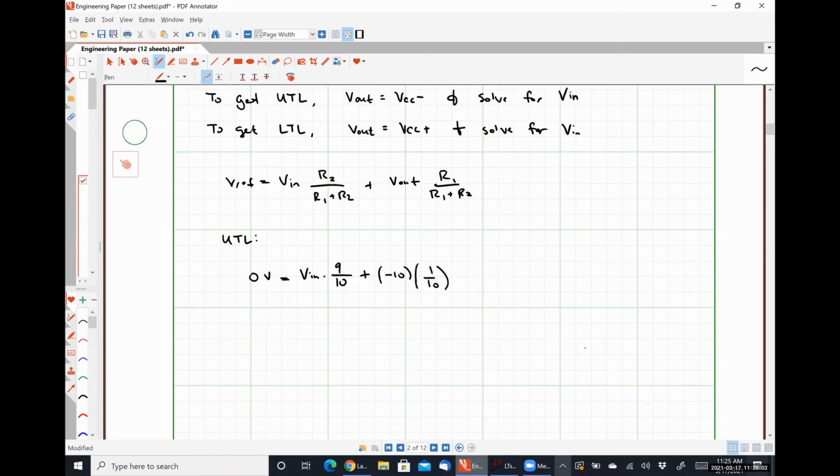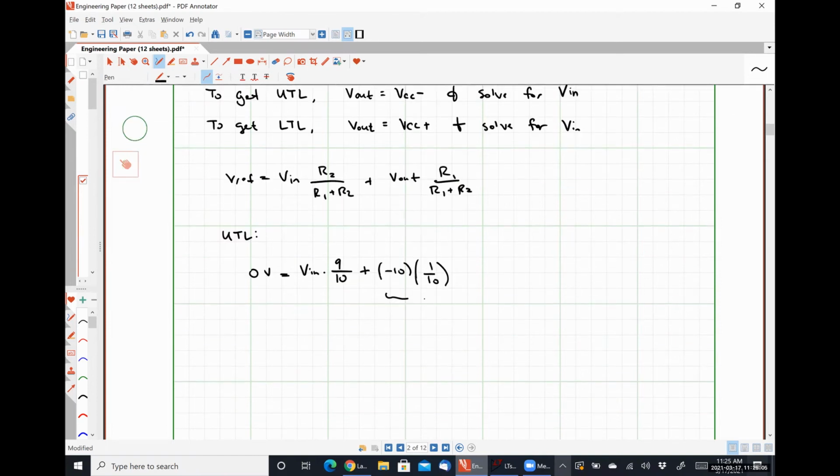So let's do a little bit of math here. So this looks like -1. So we add 1 to both sides. So 1 is equal to Vn times 9/10. So Vn is 10/9. So our upper trigger limit was around 1.1 volt, which is what we observed. It was somewhere really close to 1.